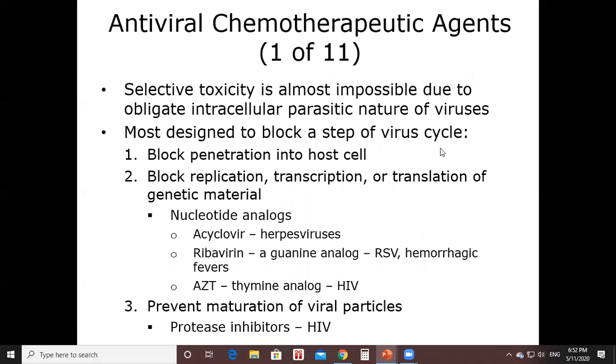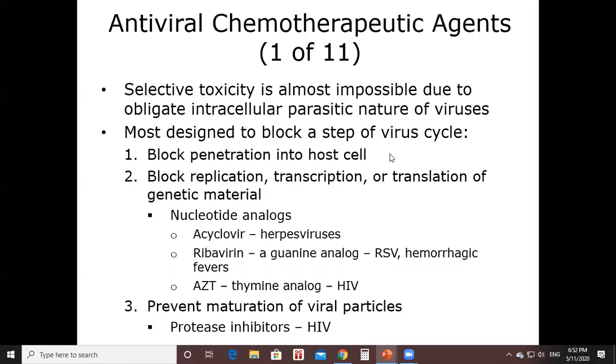Now, antiviral chemotherapeutic drugs. Selective toxicity is almost impossible due to the obligate intracellular parasitic nature of viruses. That's just a simple way of saying they use our body's own cells to manufacture more viruses. So if we use something that kills them, it will actually kill us. We have to be very, very selective in what we do to kill them, to make sure it does not harm ourselves.